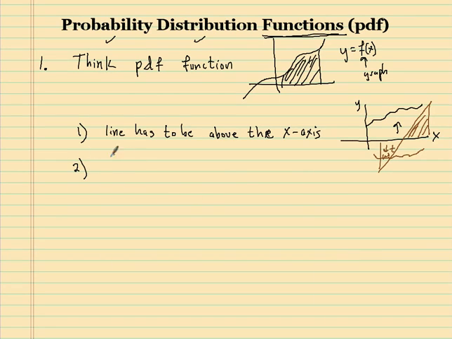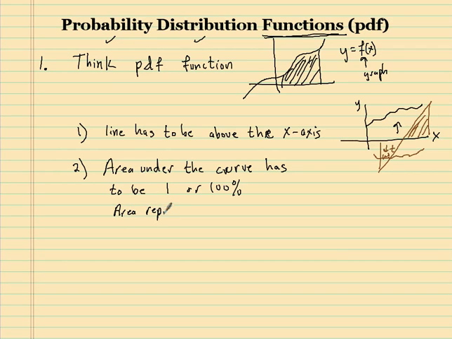The second thing is the area under the curve. The area under the curve has to be 1 or 100%. And the area under the curve represents all of the data. The area represents the percent of all data.